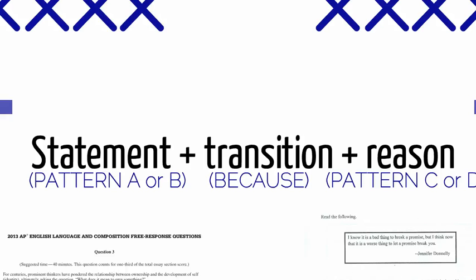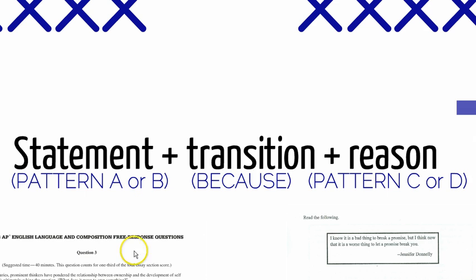The basic format of what you're going to look at today will involve having a statement, and we'll show you how to do statements in pattern A or pattern B. It will have a transition word, like the word because is the most frequent one, and it will also have a reason or reasons at the end, which we'll show you in pattern C or D. And ideally, all three of these things together will make up a one sentence, good, clear, powerful thesis statement.